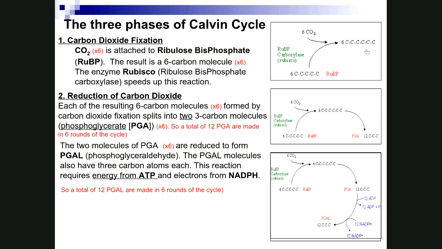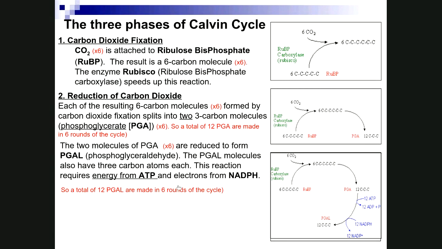You don't have to know the name of it. Now this 6-carbon molecule gets split into 2. So we're splitting this one here into 3-carbon molecules, right? This gets split into two 3-carbon molecules. Now this 3-carbon molecule is called PGA, or phosphoglycerate. So we're making 2 phosphoglycerates, 2 PGAs. The 2 PGAs are then changed to 2 PGAL, that's phosphoglyceraldehyde. And the phosphoglyceraldehyde can then be used to make glucose.